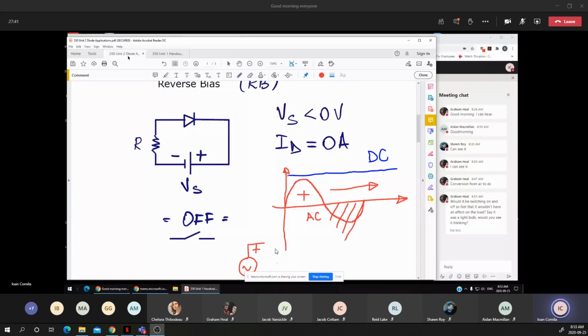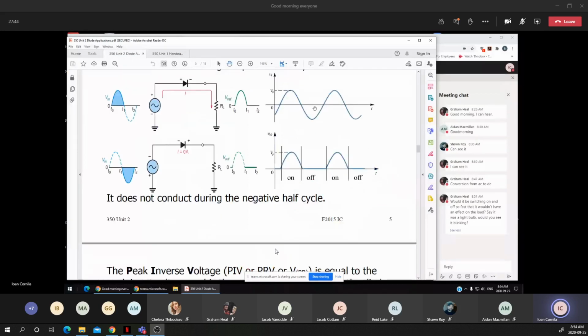Going back to this diagram, you notice that for the second half, I'm on this negative side of the applied voltage. When the diode is in reverse bias, no current flows through it. You notice that the current is equal to zero, meaning we can replace the diode with an open switch. If we replace the diode with an open switch, the circuit becomes an open circuit. Now, I'm recalling again the open circuit.